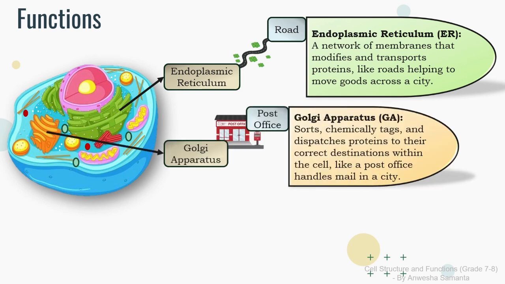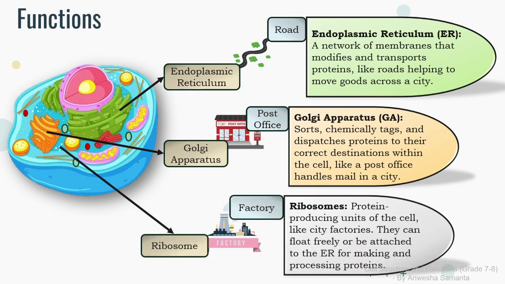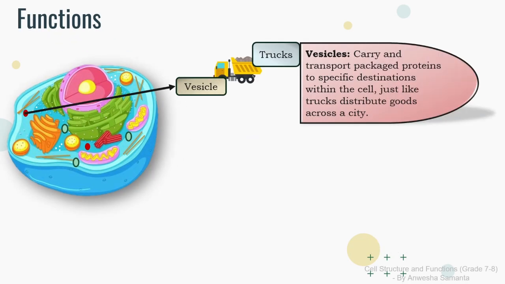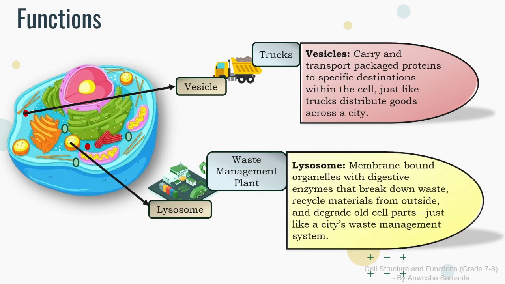The Golgi apparatus sorts, tags, and delivers proteins just like a post office. Ribosomes are factories that build proteins either floating freely or attached to the endoplasmic reticulum, that is ER. Vesicles transport materials like trucks carrying packages. Lysosomes break down waste and recycle materials, much like the city's waste management system.